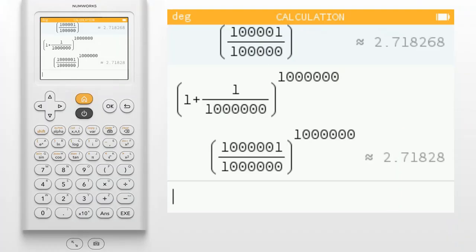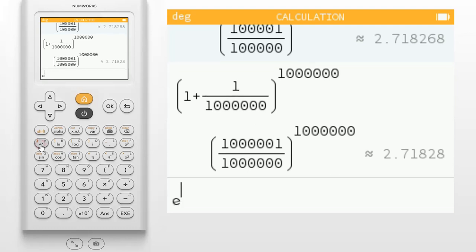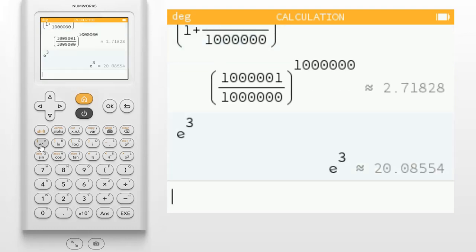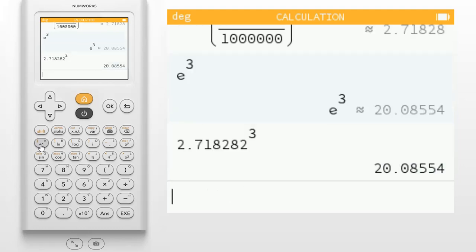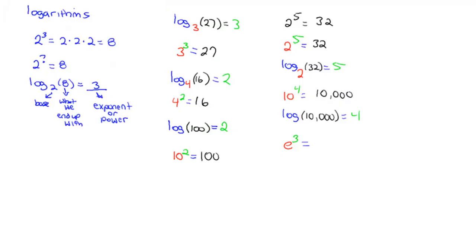All right. Now let's take a look at the original question. And we said it was e to the 3rd power. Well, e to the 3rd power is 20.08554. Most calculators have an e button. And you see if I take 2.718282 to the 3rd power, I get the same answer. So e is a number. And in this case, we'll have to approximate it to 20.09.